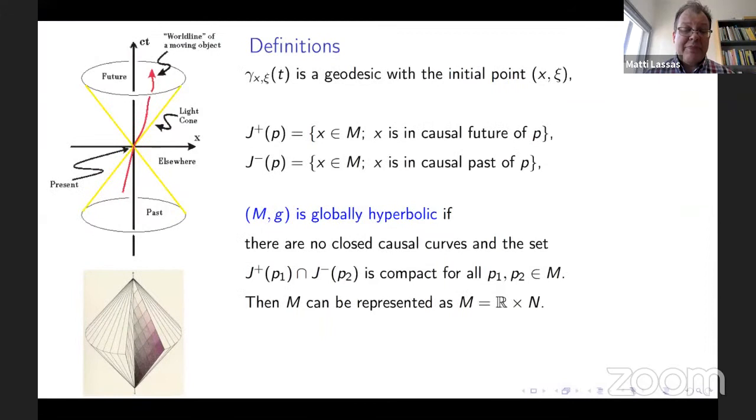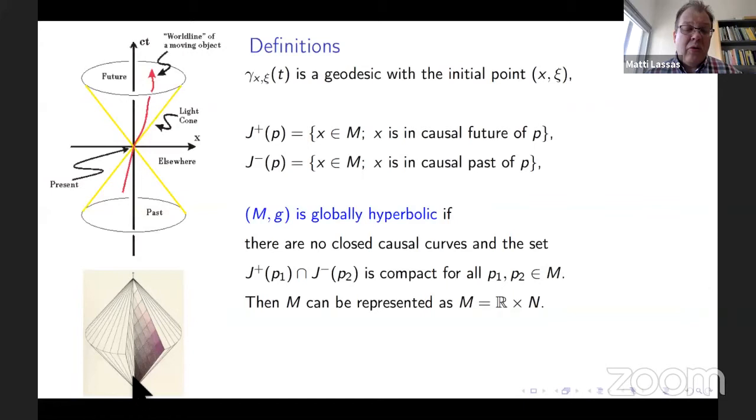point, like in this picture, the future of this point, the tip of the cone, and the intersection with the past of another point. So we have the intersection of the future of point P1 and the past of P2. It looks in space-time like this type of diamond. If these sets are compact for all points, this just means that the space-time has no holes, or that this type of cone can touch the boundary of the universe.